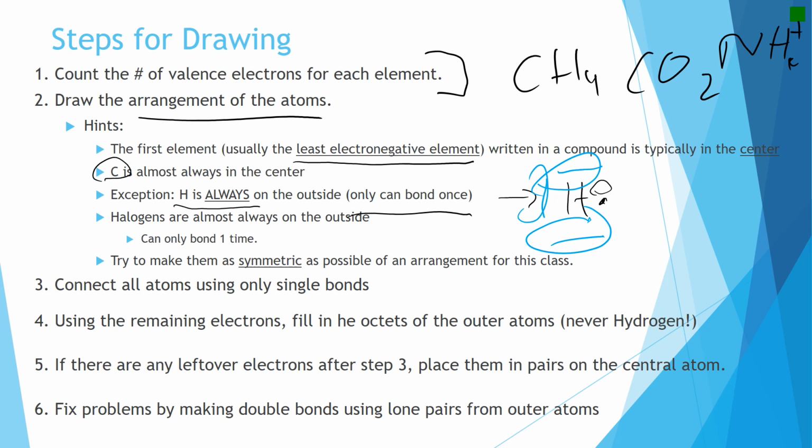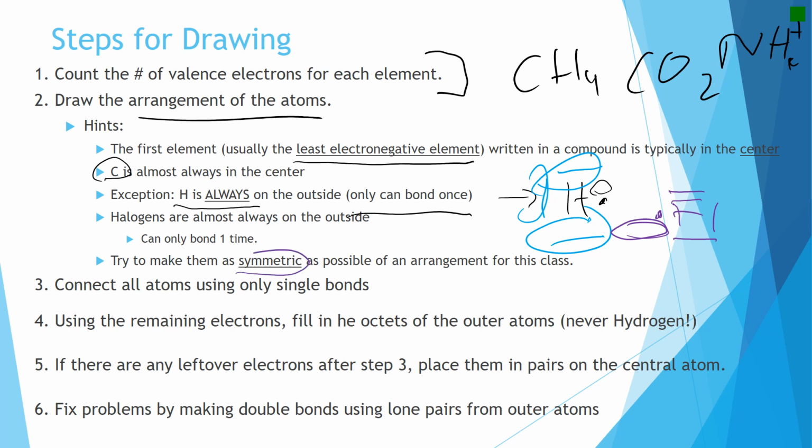Halogens are also on the outside, or almost on the outside. As you get further on in the rows or periods, you can have what we call an expanded octet, but halogens typically only form one bond, and that's why they always have to be on the outside. So F, for example, only has this one opening right there, so it's going to only form one bond, therefore it has to be on the outside.